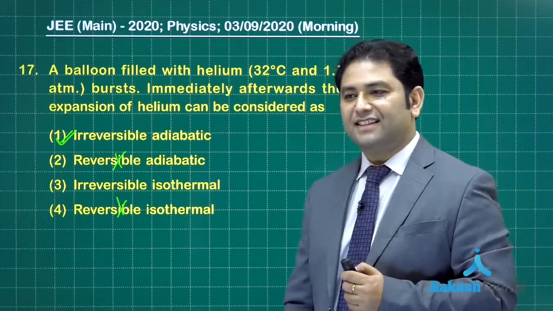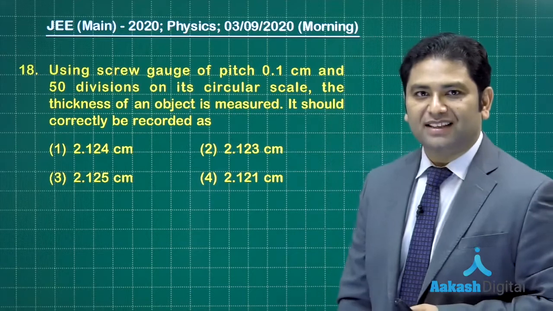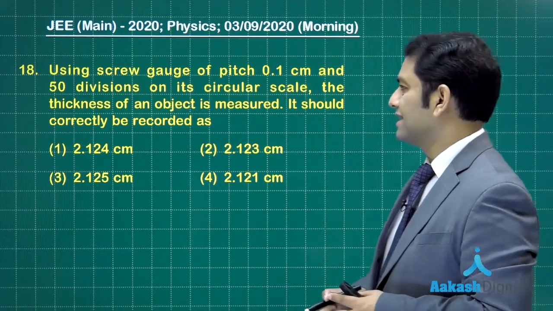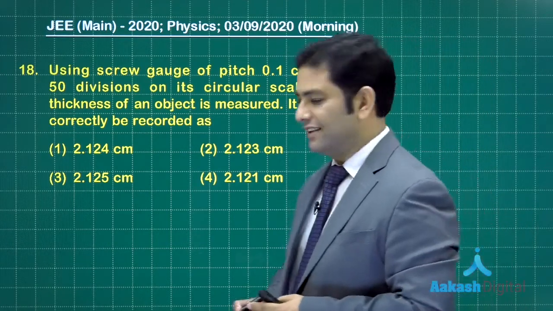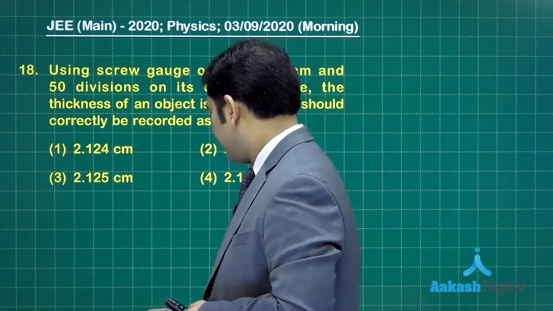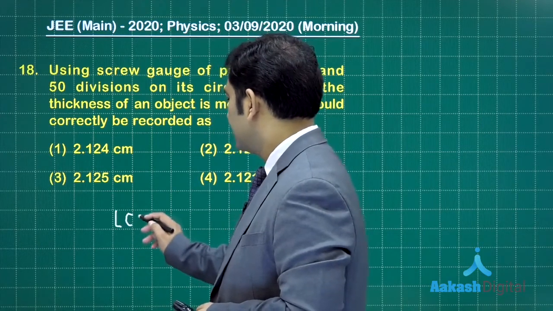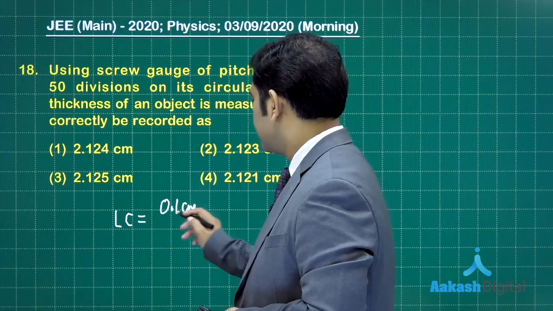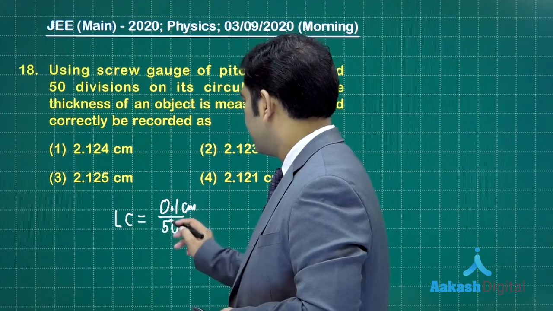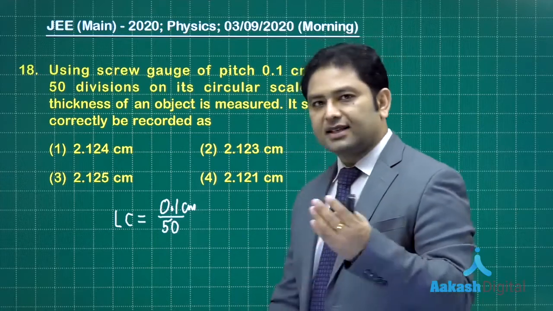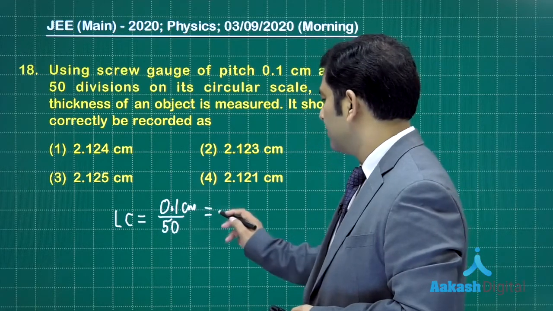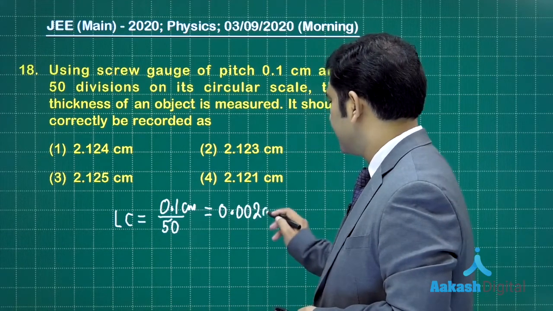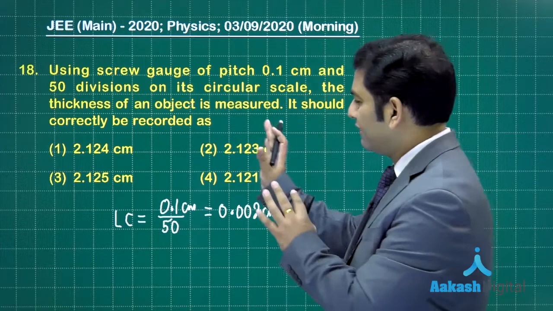Let's go for the next, 18th. And here is question number 18. Now there is a screw gauge of pitch 0.1 centimeter and 50 divisions in the circular scale. So how much will be the least count? That is going to be the pitch, which is 0.1 centimeter divided by 50. That's how it comes. And this value will of course be equal to 0.002 centimeter.